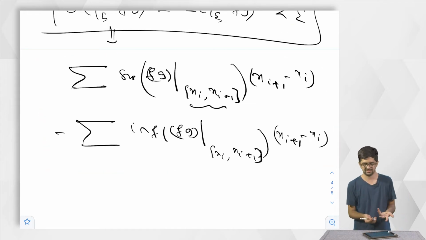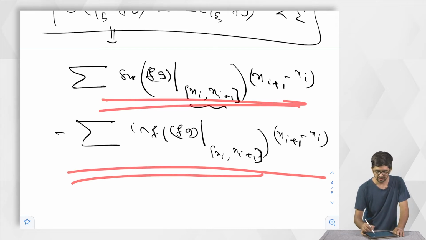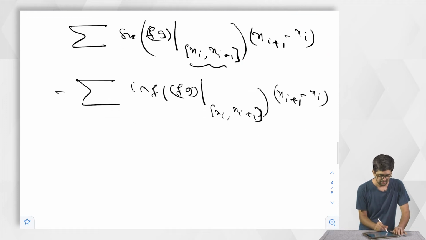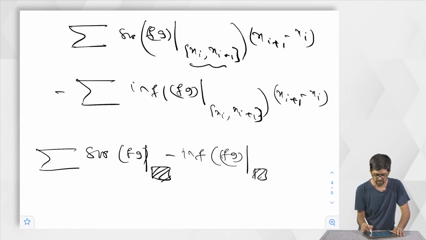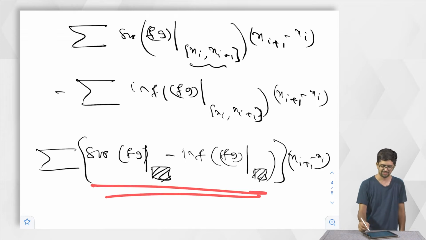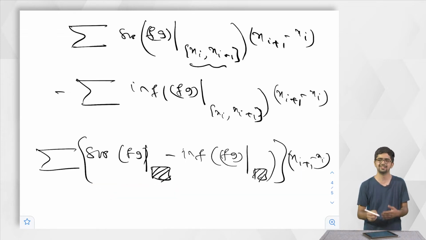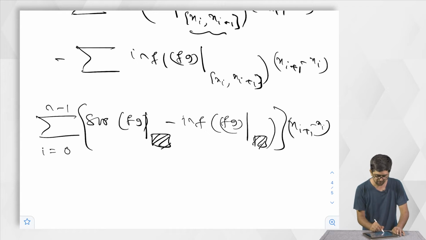We may succeed, may not succeed, but observe the following. In these two, one thing is common. So this is something like the summation of the supremum of fg restricted to some interval minus the infimum of fg restricted to the same interval, times x_{i+1} minus x_i. So it makes sense to focus on this first, then we might add this and see what happens. This i is from 0 to n minus 1. So let us focus on this.